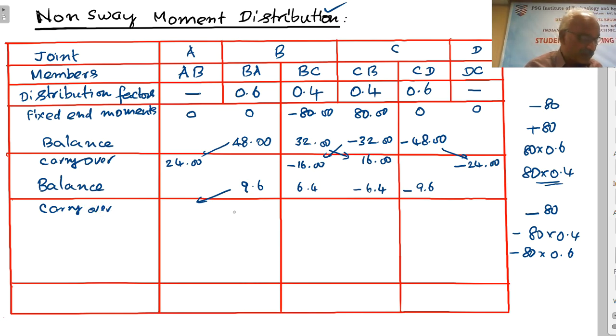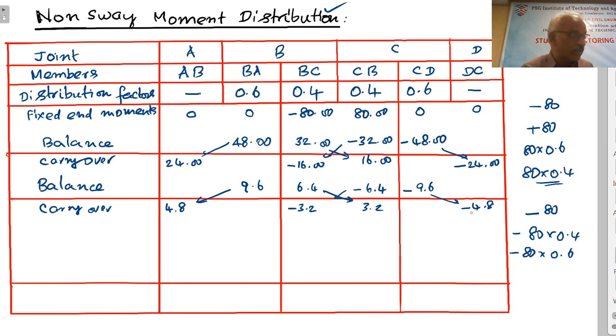Carry over is 9.6 by 2, which is 4.8, equal to minus 3.2. Here it is 3.2. Here it is minus 4.8. Again balance, carry over. Balance, carry over. This has to be repeated.